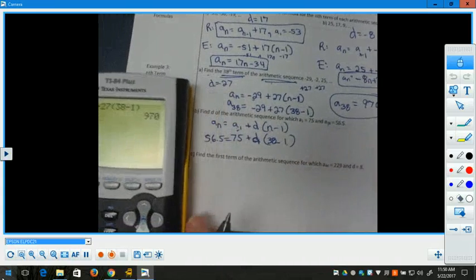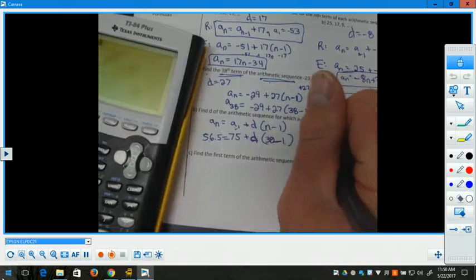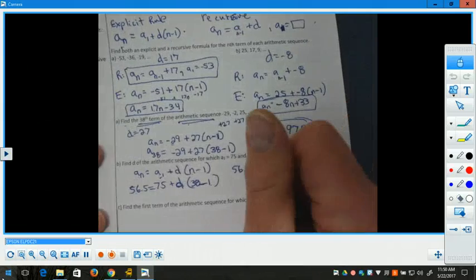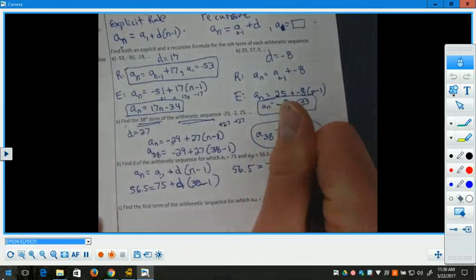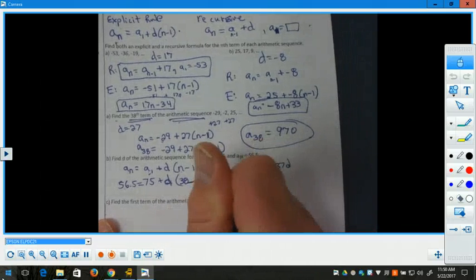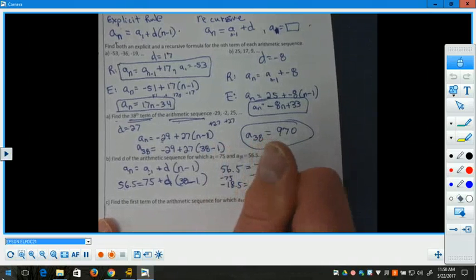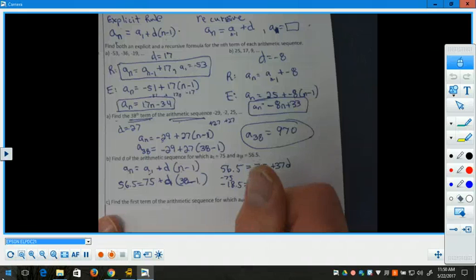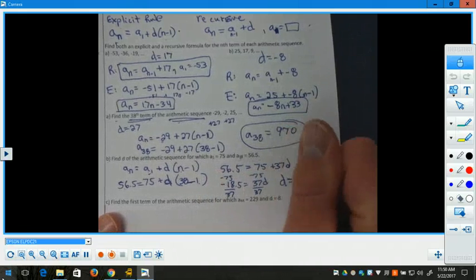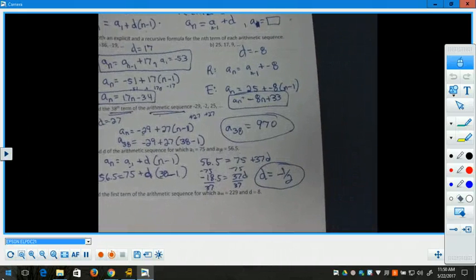Now I can subtract 75 from 56.5. Actually, before I do that, I'm going to distribute d. It's 37, so I have 56.5 equals 75 plus 37d. So I'm going to subtract 75 from both sides, giving me negative 18.5 equals 37d. And then I will divide by 37, which gives me negative 0.5. So the value of d is negative 1/2, or negative 0.5.